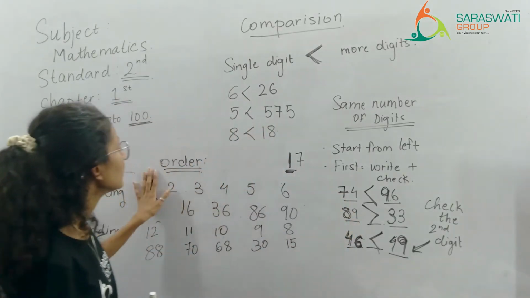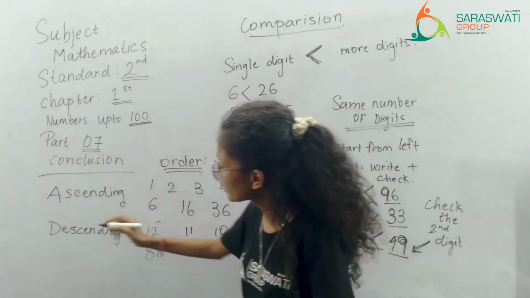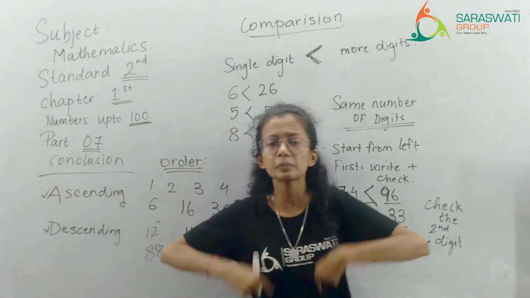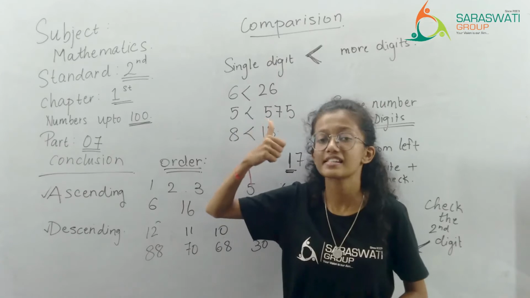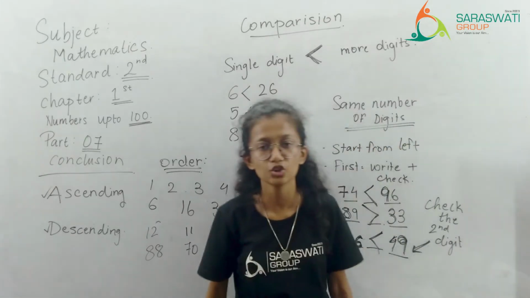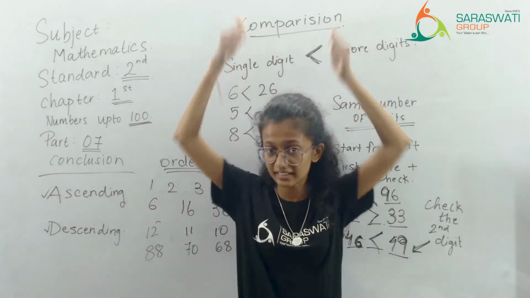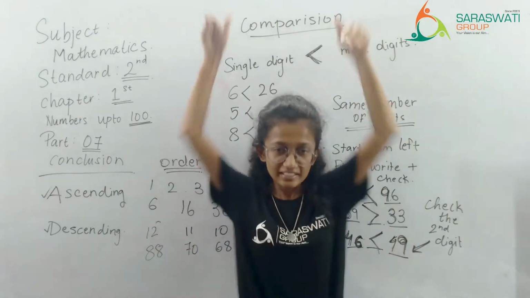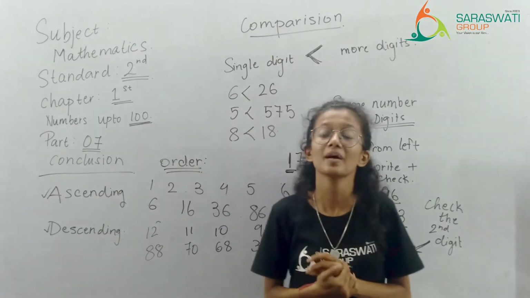After this, we learn about the order of numbers. Now there are two kinds of order, ascending and descending. I want you all to speak loudly with me: ascending, descending, ascending, descending. And while speaking, I want you to do an action. Ascending, descending, ascending, descending, ascending, descending. So, with my actions, you might come to know.